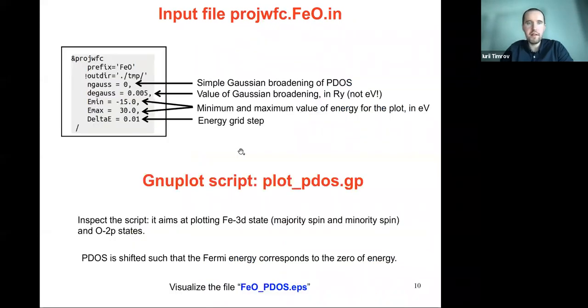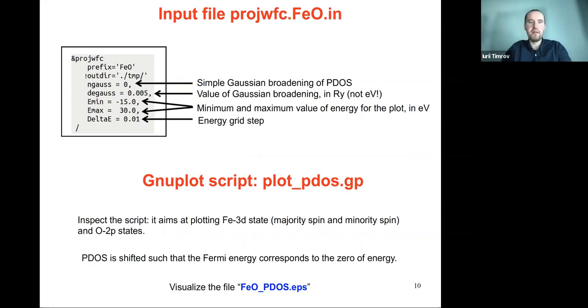Okay, so SCF, NSCF, and the last point is calculation of the PDOS. This is the input file. We specify a type of smearing, Gaussian in this case, the broadening for this Gaussian function, which is in Rydberg units, not electron volts, and the energy range in which we want to plot the projected density of states, and delta E is the step. And once this is done, we will use the GNU plot script. It's called plot pdos.gp to plot the spectrum.